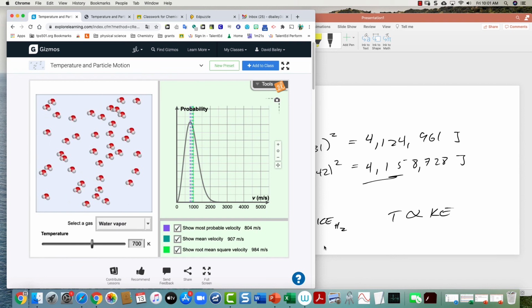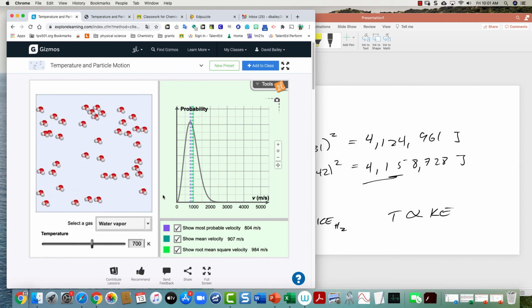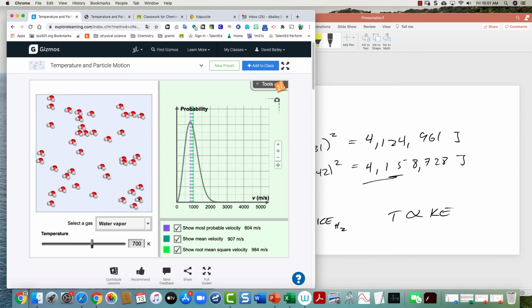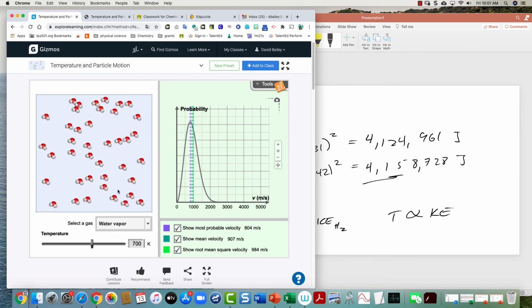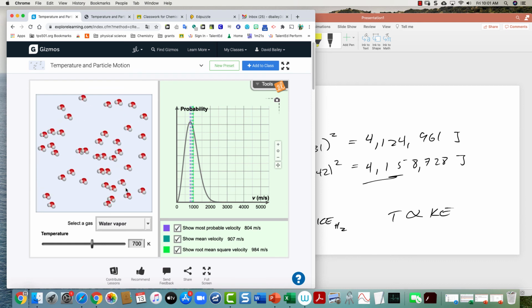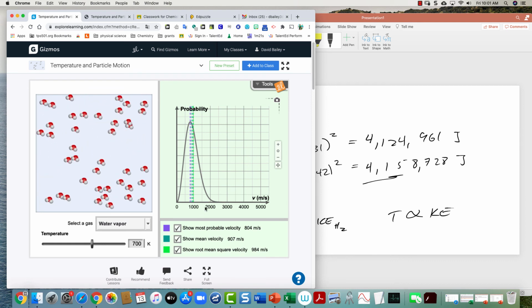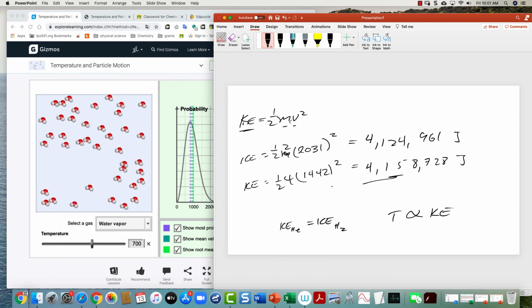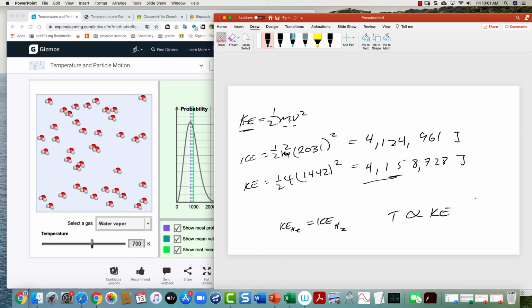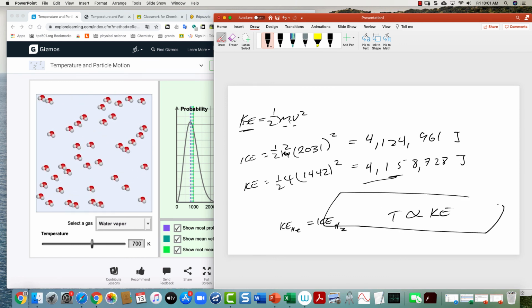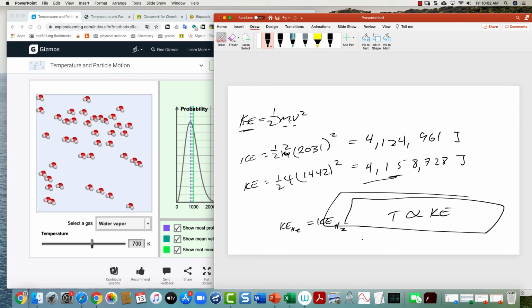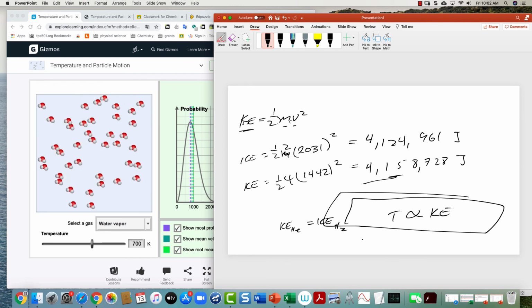Now, remember, kinetic molecular theory, gas, and we'll have another video that explains this in a little bit more detail. So the takeaway on this video is that temperature is related to kinetic energy, and it's proportional to kinetic energy.